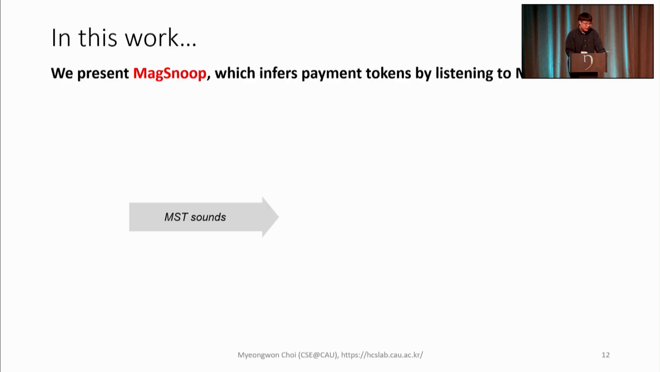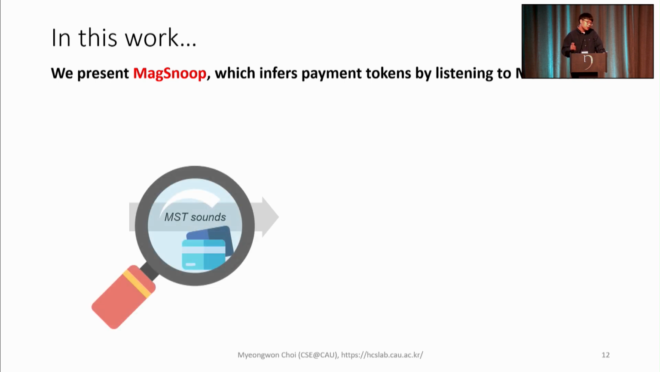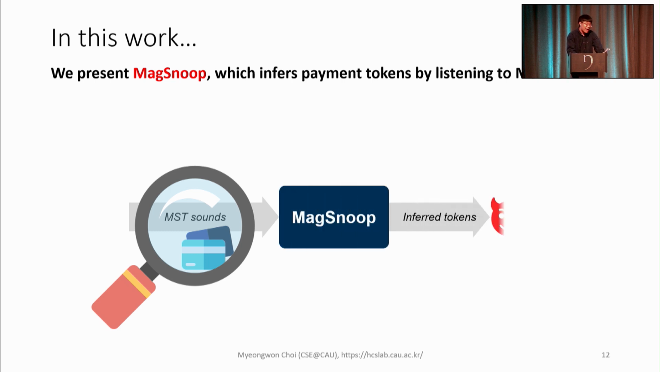We observed that the MST sound is derived from the MST magnetic field. Therefore, it can contain sensitive information from the MST magnetic field. So in this work, we deeply explore the MST sound and present MagSnoop, a severe security threat that listens to the MST sound to infer mobile payment token numbers.